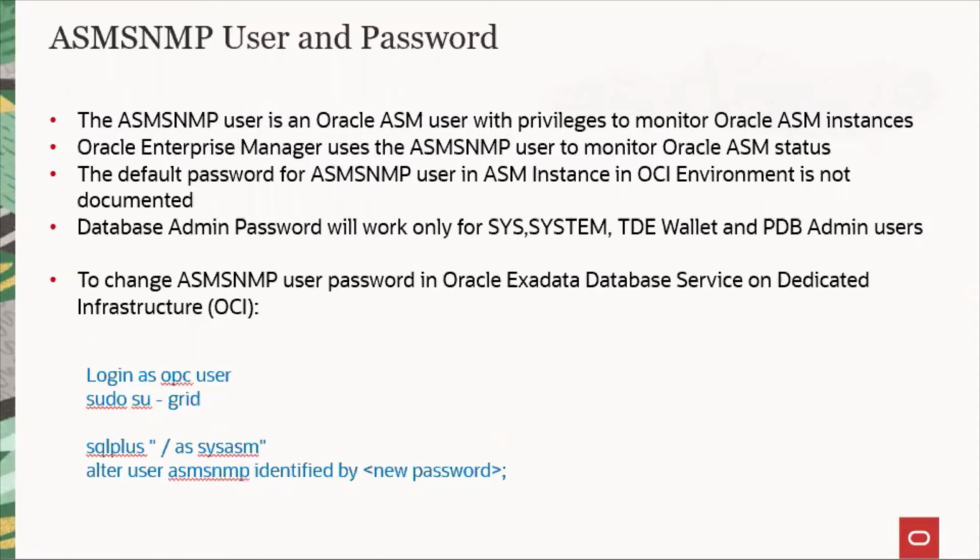The default password for the ASM/SNMP user in the ASM instance in the OCI environment is not documented. In OCI, the database admin password will work only for SYS, SYSTEM, TDE wallet, and PDB admin users. To change the ASM/SNMP user password in the OCI environment, use the commands mentioned here.